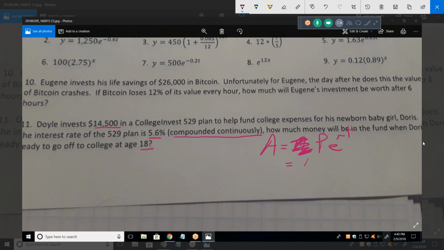So A equals 500 times e to the 0.056 times 18. Now let's think about that for a second. On her 18th birthday, how many years will that be? On your first birthday, you've been around for 1 year. So on your 18th birthday, you've been around exactly 18 years. So this would have had a chance to compound for 18 full complete years.